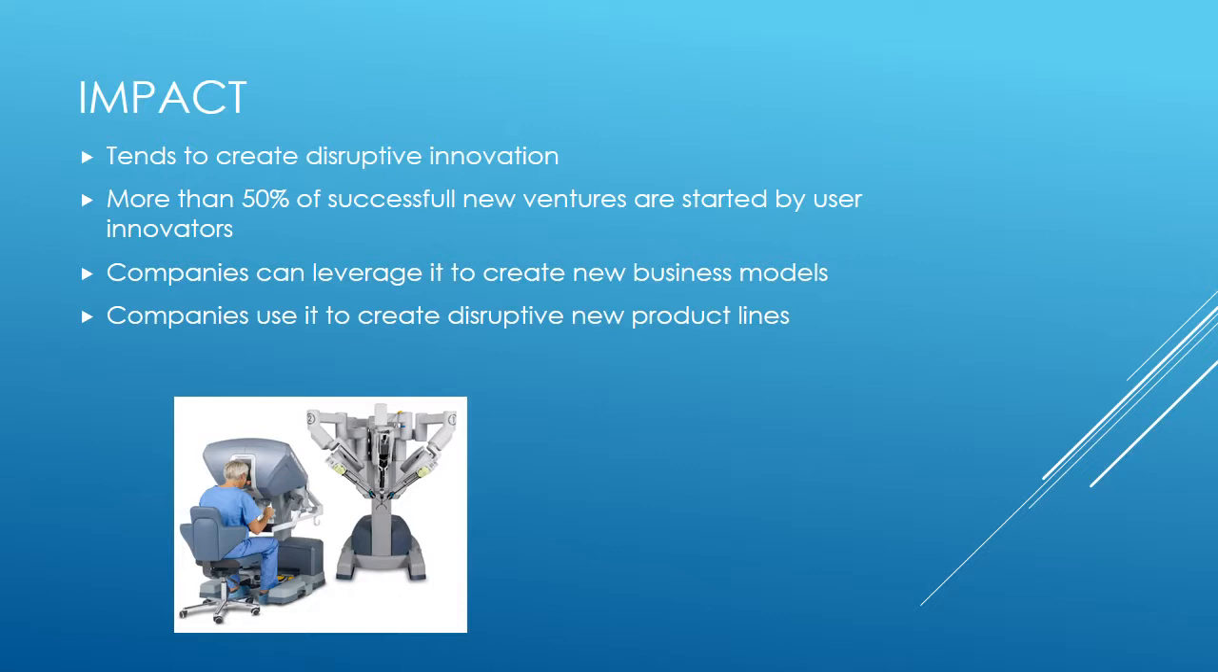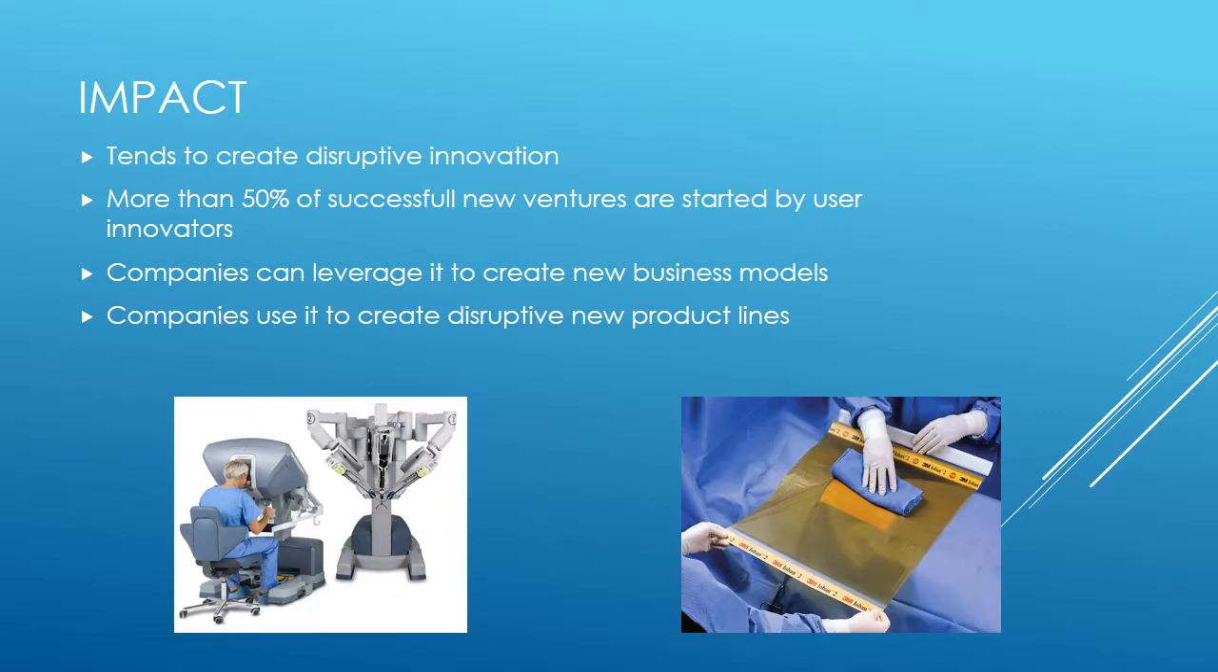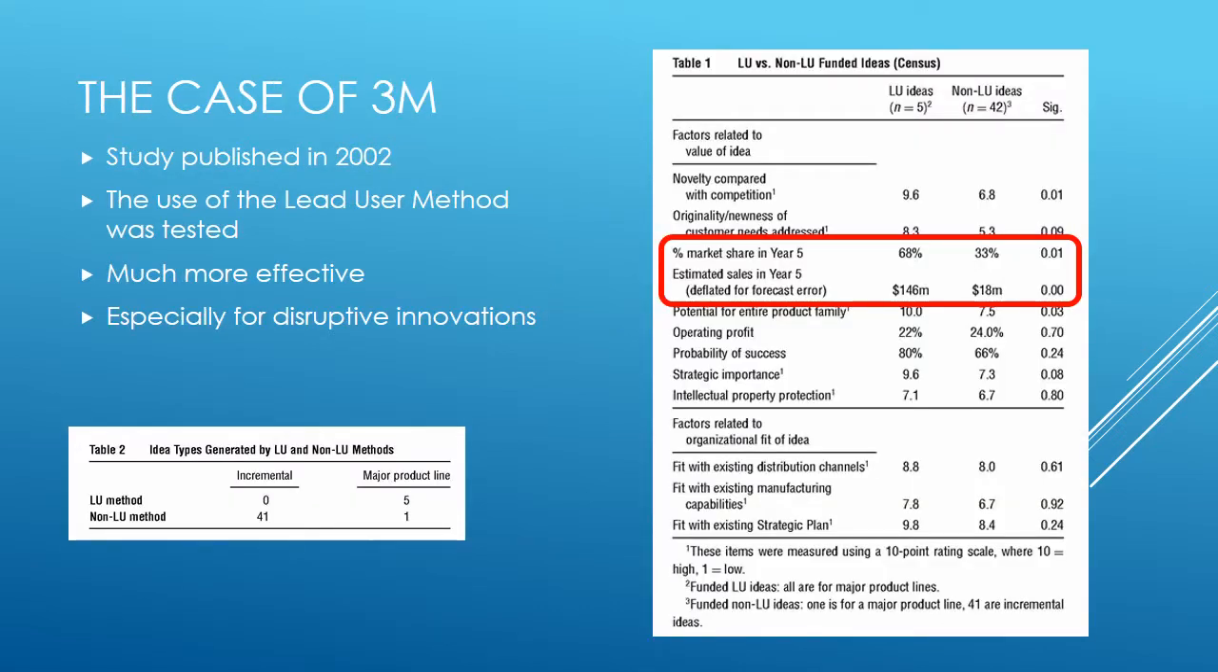And also we have the case of 3M. If you know 3M, it's one of the most innovative companies in the world, and they use user innovation to consistently and regularly create new product lines. For example, here this covering for operations against infections. And these sheets were developed using an innovation tool called the lead user method. Yes, on the next slide I will explain to you how the lead user method works exactly.